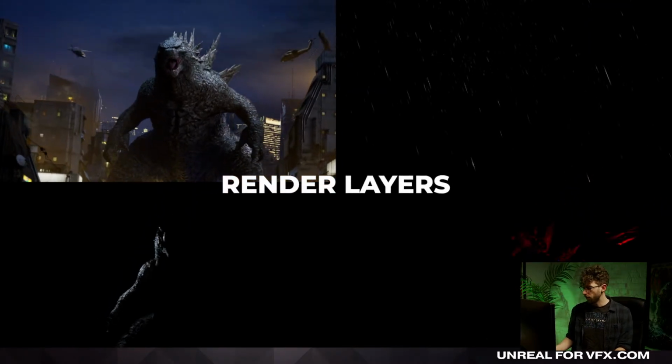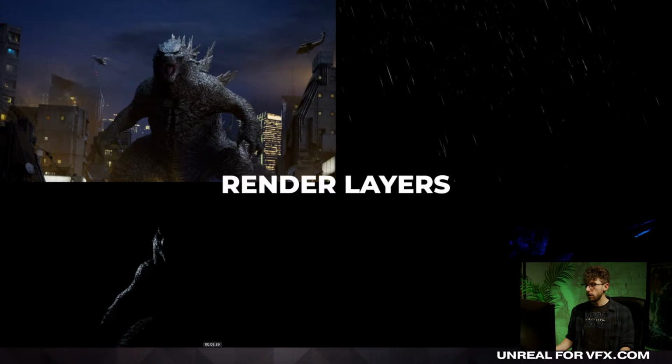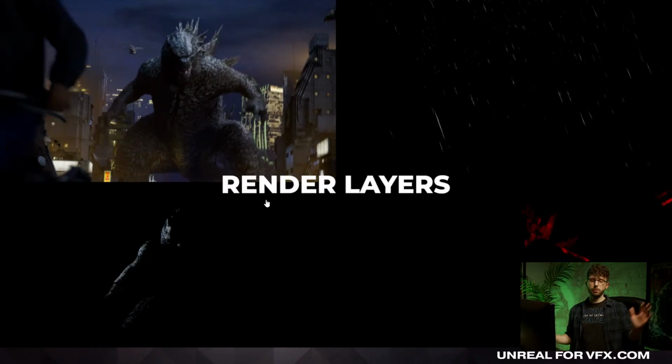And then we have our different render layers. So I rendered out rain as a separate pass. I rendered out two lights as a separate pass. And to render out separate passes in Unreal, a lot of people overcomplicate this as well. But all we need to do here is hide everything in our scene except for the thing we want visible.